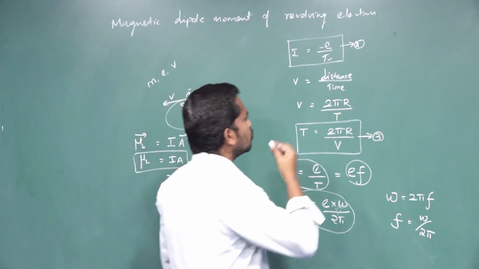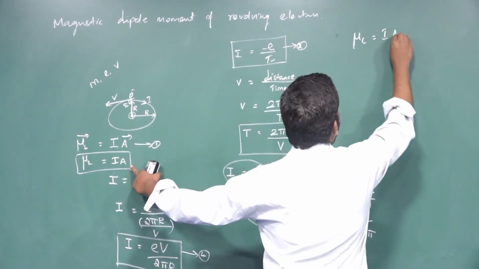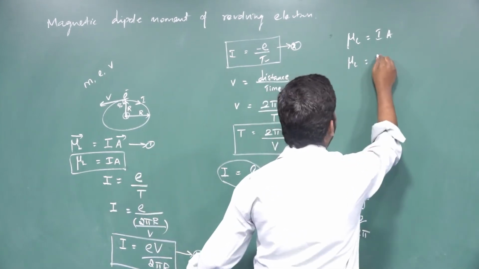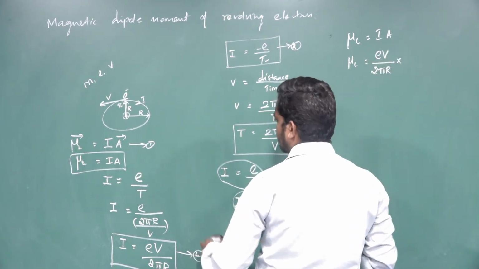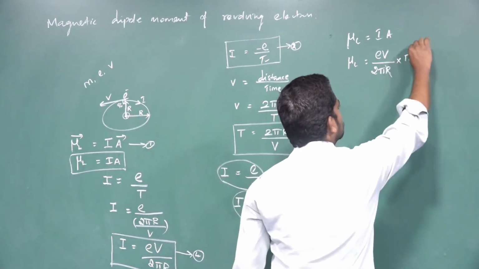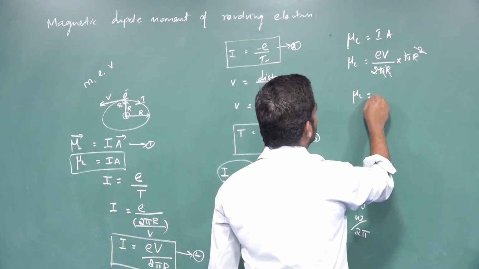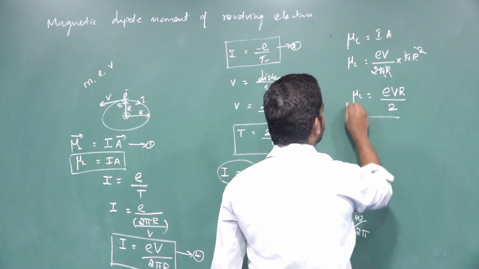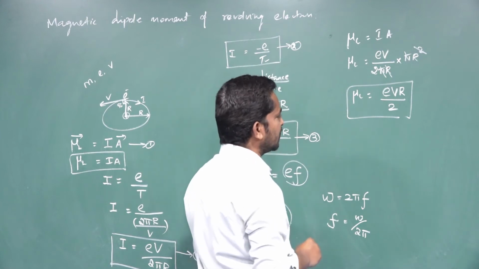So now mu L is equal to I into A. What is the I value? EV divided by 2 pi R, into A, the area of the circular path, pi R square. So R square cancels, pi cancels. The remaining mu L is equal to EVR divided by 2. This is the dipole moment of the revolving electron, EVR divided by 2.